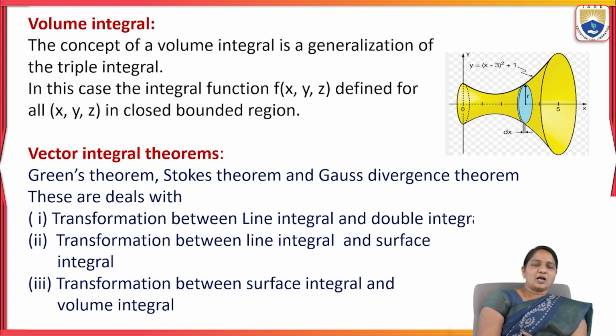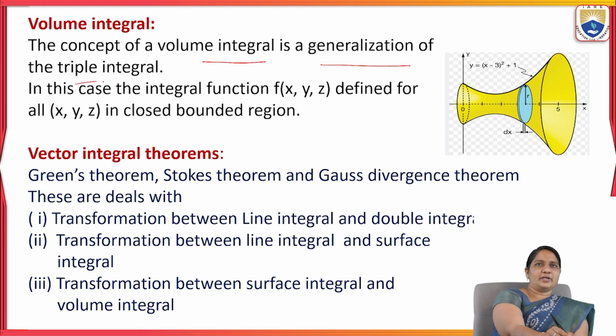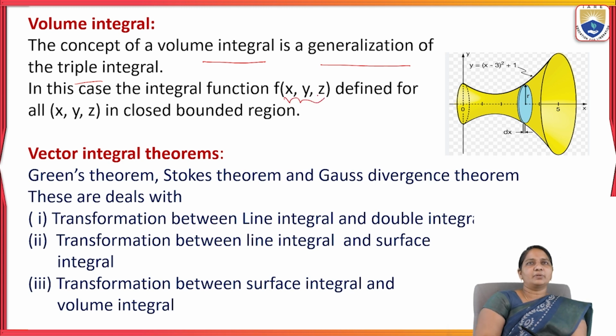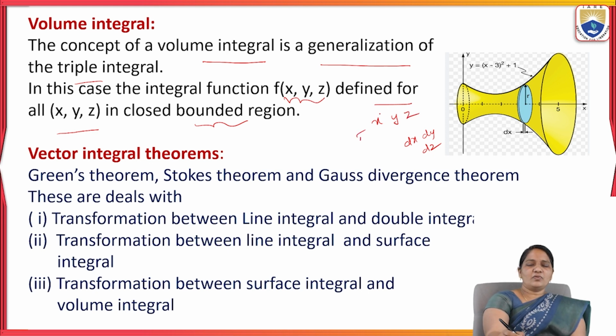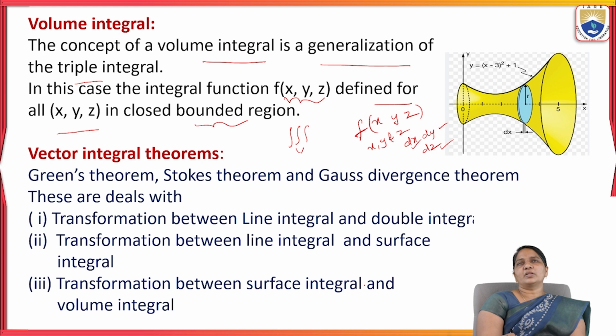What is the volume integral? The concept of volume integral is a generalization of the triple integral. Before, in the surface integral, we were using two variables x and y. Here in the triple integral we are going to use three variables. The function f of x comma y comma z is defined for all values of x, y, z in the closed bounded region. We can observe the figure here, where we get dx, dy and dz for the volume integral. The triple integral over V is the volume integral. So we can calculate the volume integral for any function by using the triple integral.